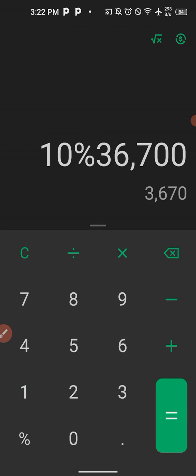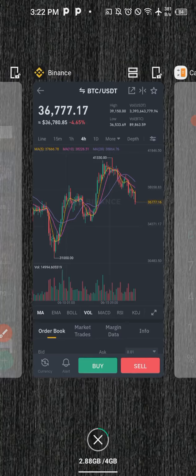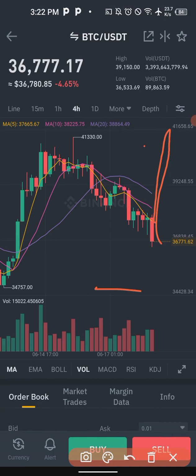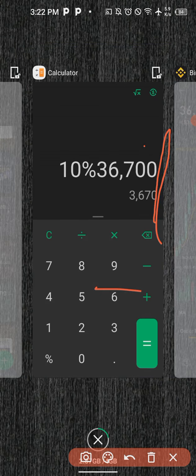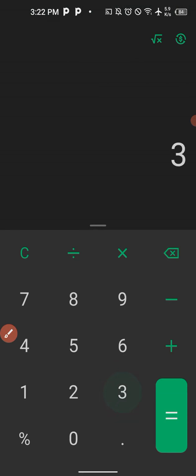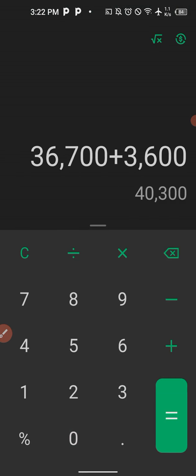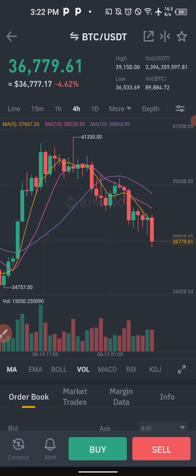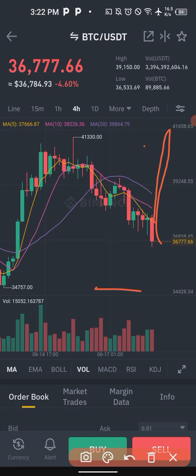3,670 naira. So what this means is before you take 10% profit, this present price has to increase by what? 3,600. So let us now add it up. Let us go back. So 36,700 plus 3,600. So meaning the price has to reach 40,000. The price has to reach 40,300 before you can take profit if you are looking for a 10% profit.